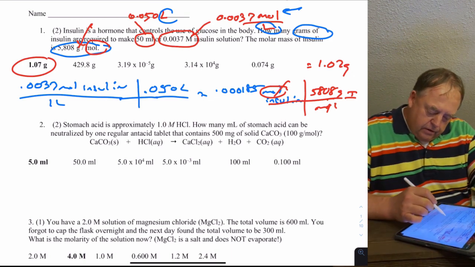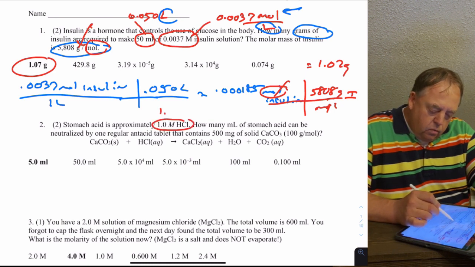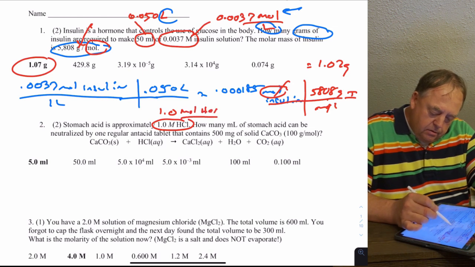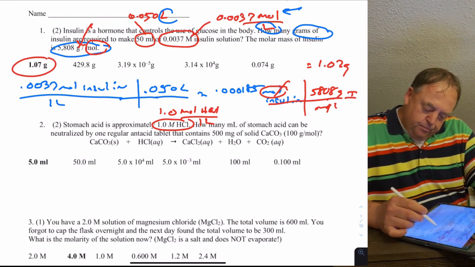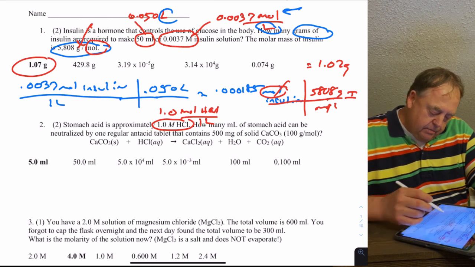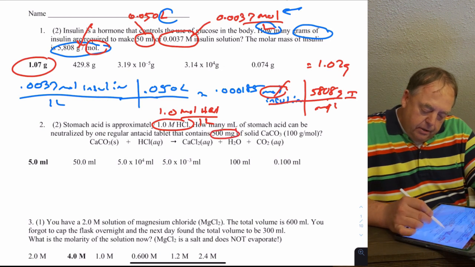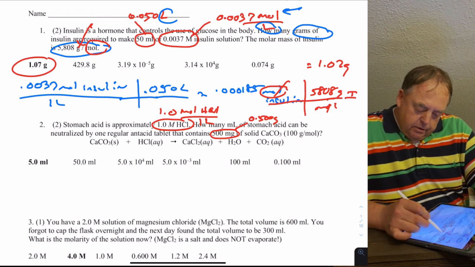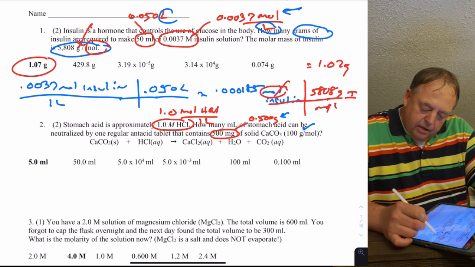Okay, so for the next problem, 1 mole per liter. Again, you see capital M, you should immediately write that as mole of HCl per 1 liter instead. How many mils of stomach acid can be neutralized by 1 antacid tablet? So 500 milligrams would be the same thing as 0.500 grams, right?